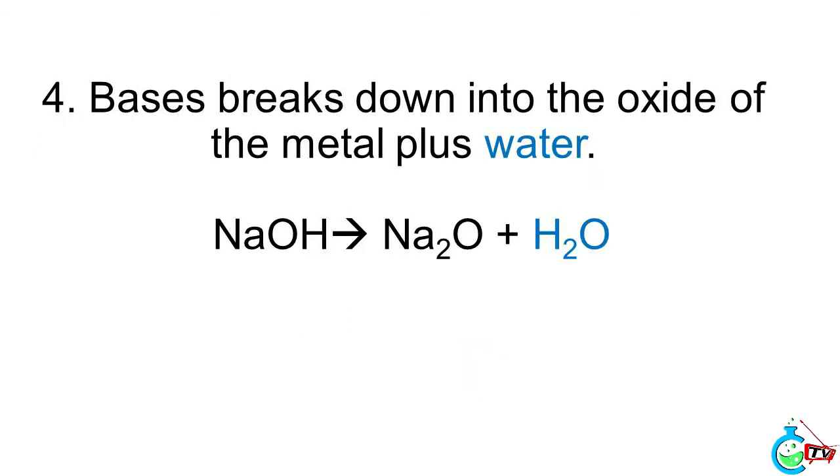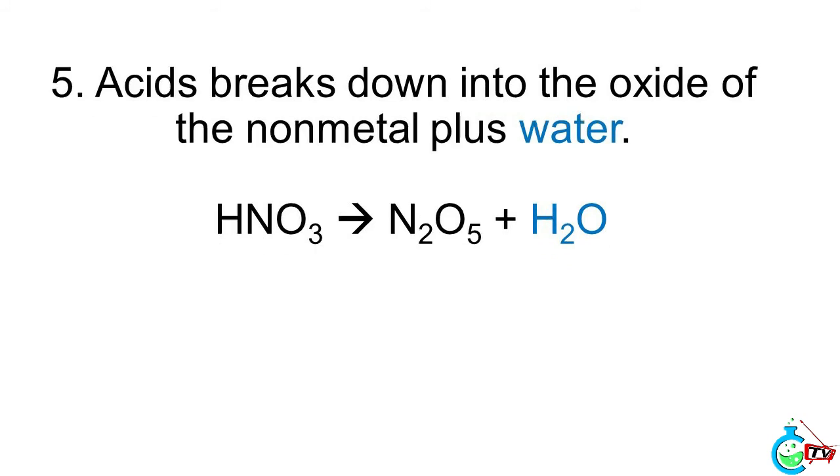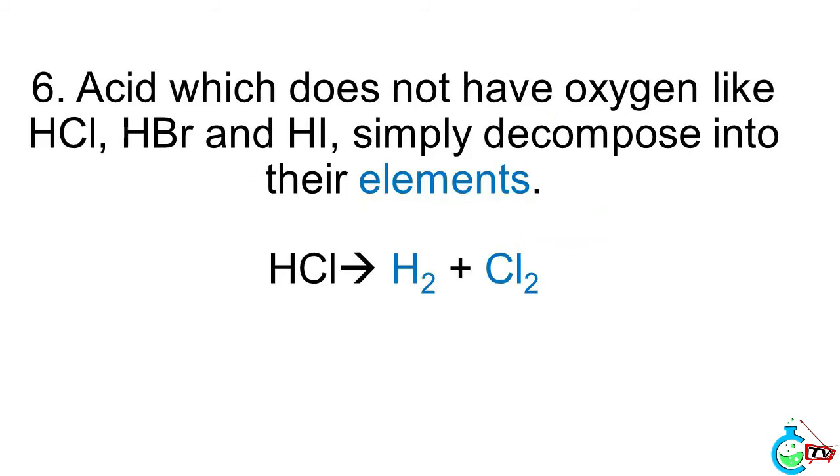4. Bases break down into the oxide of the metal plus water. NaOH yields Na2O plus H2O. 5. Acids break down into the oxide of the non-metal plus water. HNO3 yields N2O5 plus H2O. 6. Acids which do not have oxygen, like HCl, HBr, and HI, simply decompose into their elements. HCl yields H2 plus Cl2.